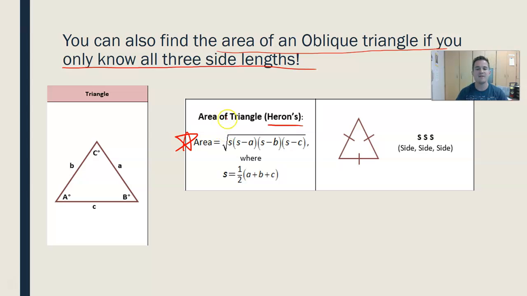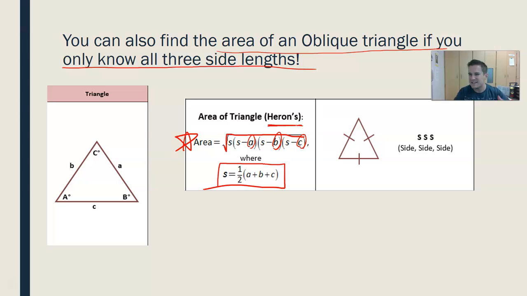So the area of a triangle where I know all 3 side lengths is the square root of s times s minus a times s minus b times s minus c. A, b, and c are the 3 side lengths, and s is 1/2 of a plus b plus c. So s is 1/2 of the perimeter of that triangle, or 1/2 of the sum of the sides of that triangle. That is Heron's formula for area.